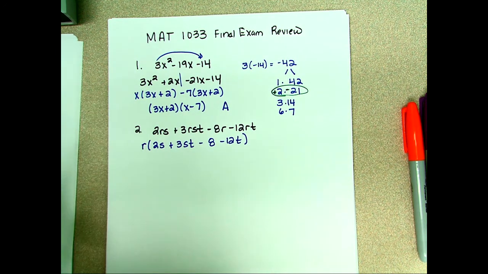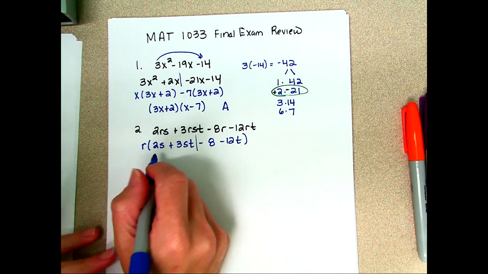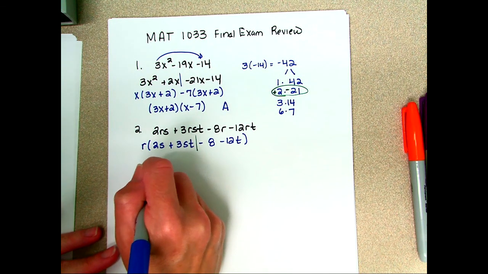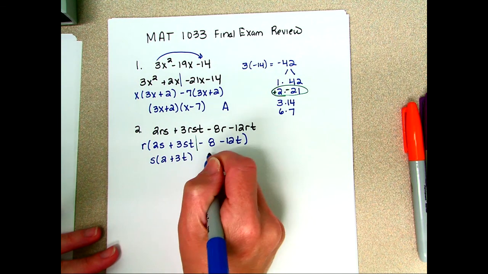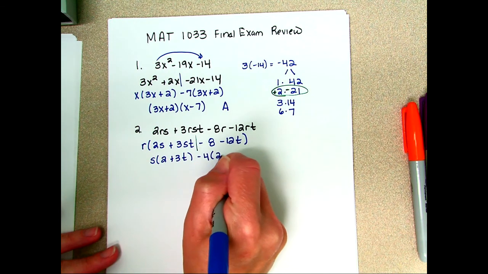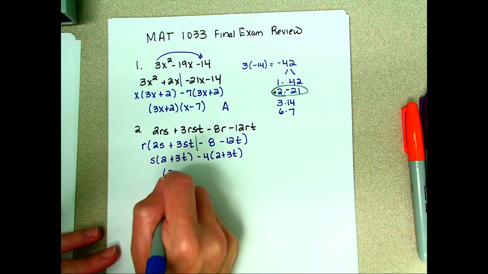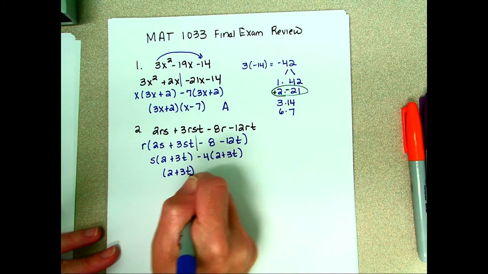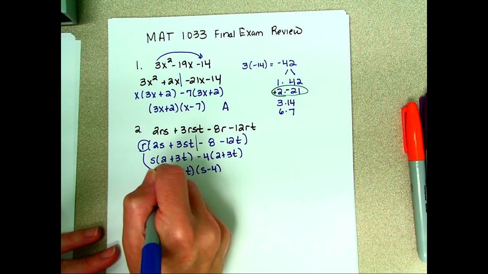We have a 4-term polynomial. We can factor it by grouping. We cut in half. On the left, there's a common factor of s times 2 plus 3t. On the right, a common factor of negative 4 times 2 plus 3t. We have 2 plus 3t times s minus 4. And don't forget to bring down your GCF of r.